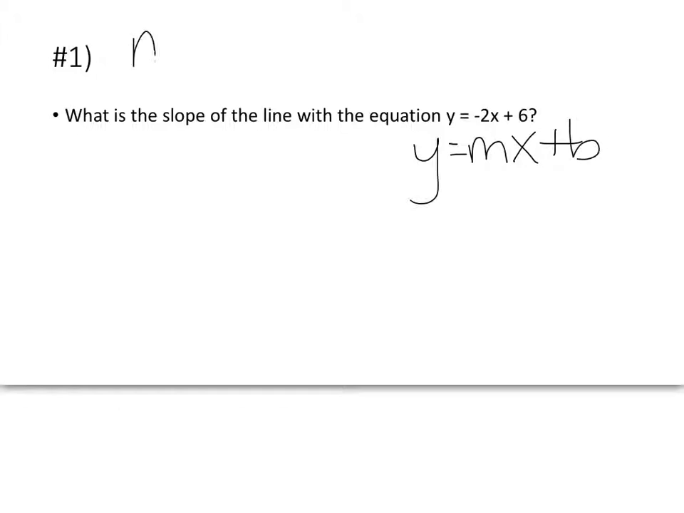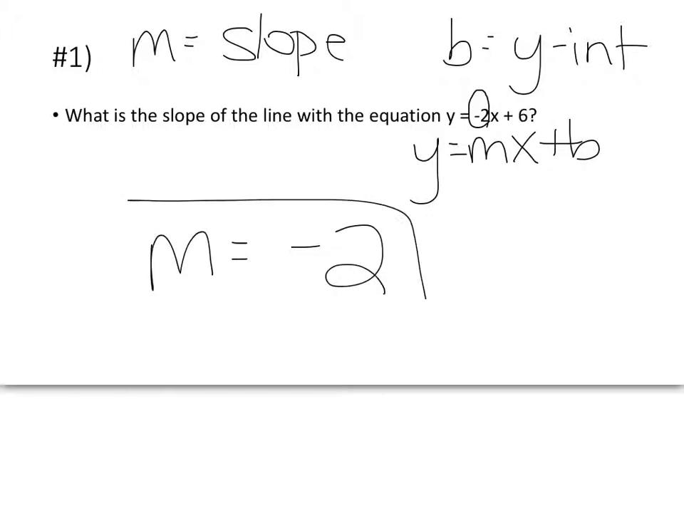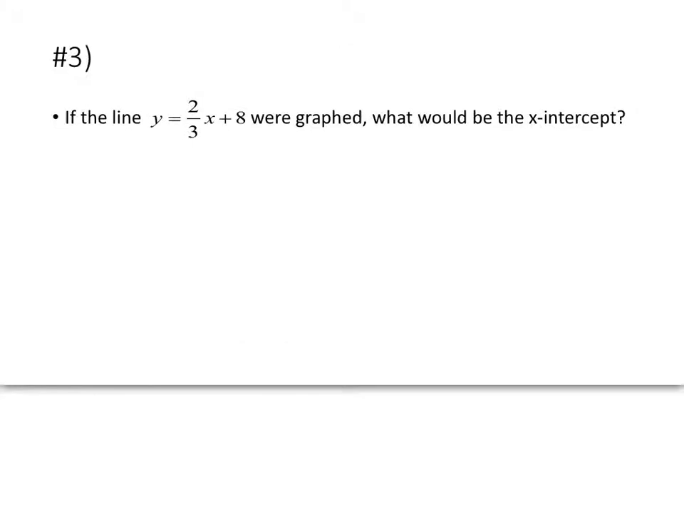And remember, m is your slope, and b is your y-intercept. So m, in this case, is just negative 2. So your slope is negative 2. Okay? If the line y equals 2/3 x plus 8 was graphed, what would be the x-intercept?